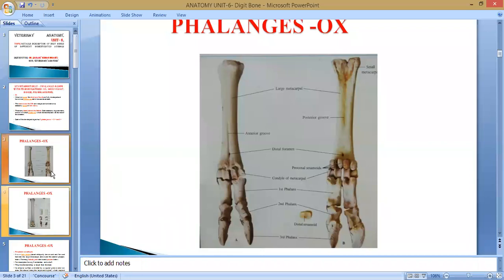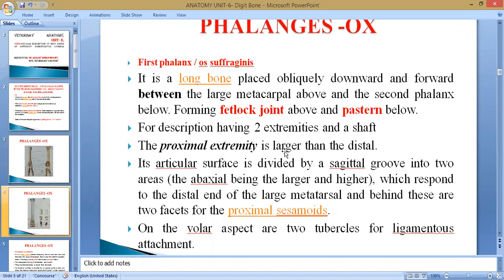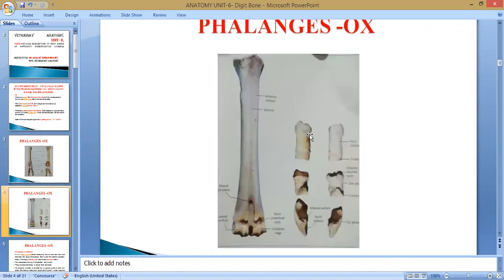So for description, it contains two extremities, proximal and distal, and a shaft. The proximal extremity contains two articular facets, and the distal extremity also contains two articular facets for the second phalanx. And for description, this shaft contains four surfaces. This is the anterior surface. This is the axial, toward the axis, not lateral or medial. Lateral and medial do not come in this description of the digit.